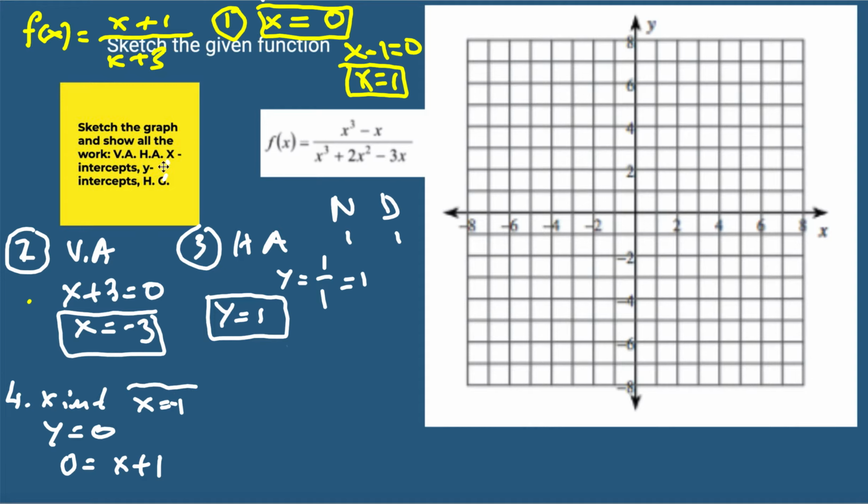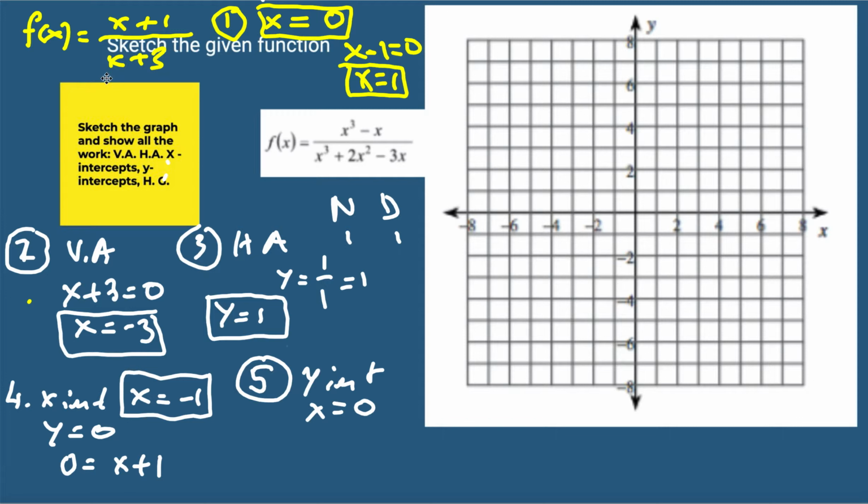Minus 1, so let me write a little bit better, this one here. Okay, so x is equal to minus 1. So this is the x-intercept. Now we are going to find the y-intercept. When we find the y-intercept, we set x equal to 0. So x is 0, here is (0, 0), and we can find the y-intercept.